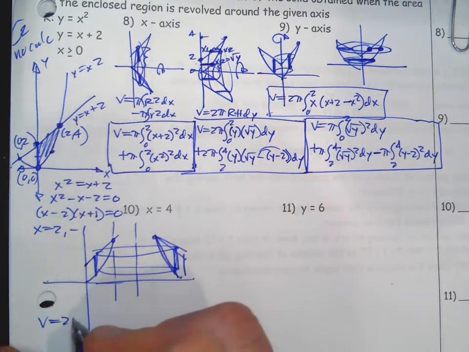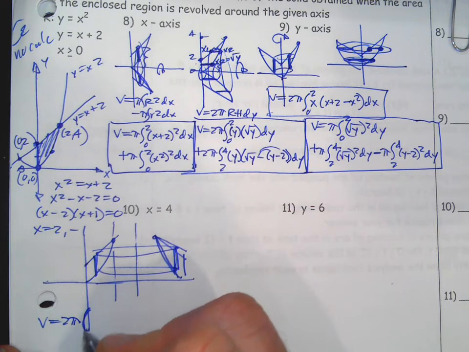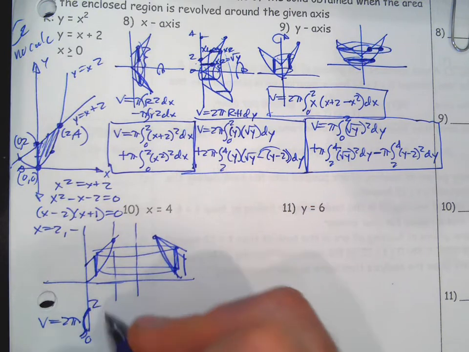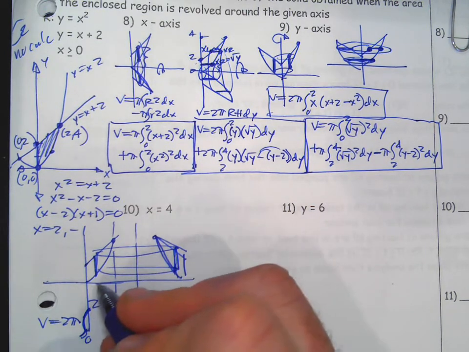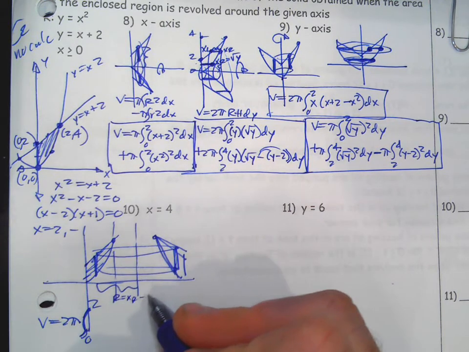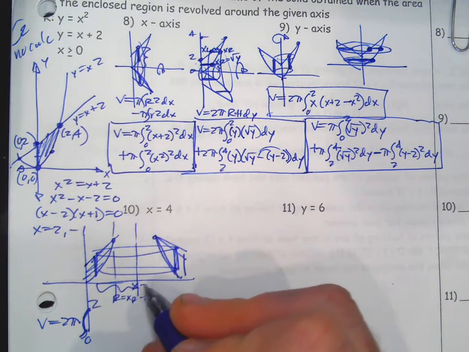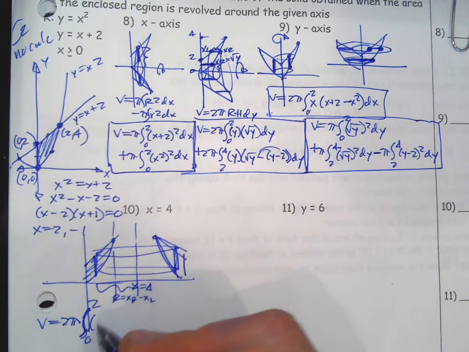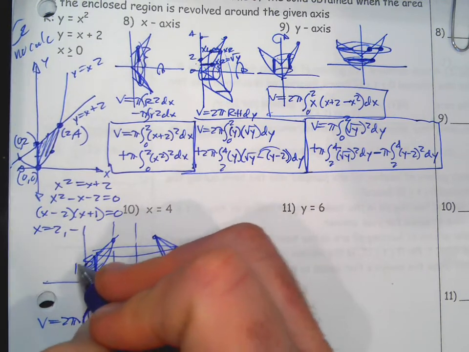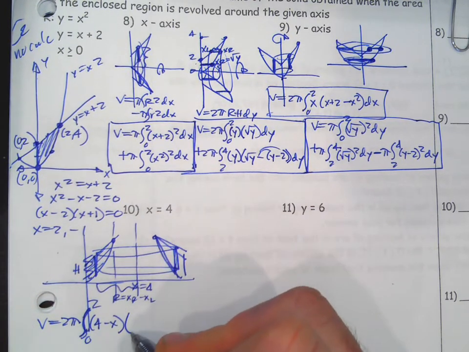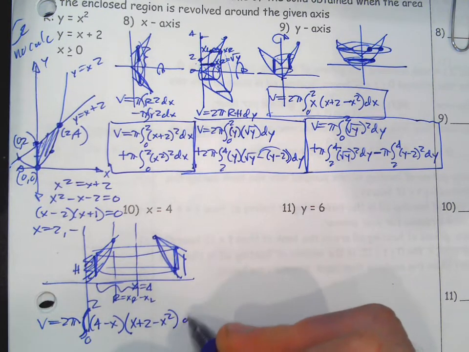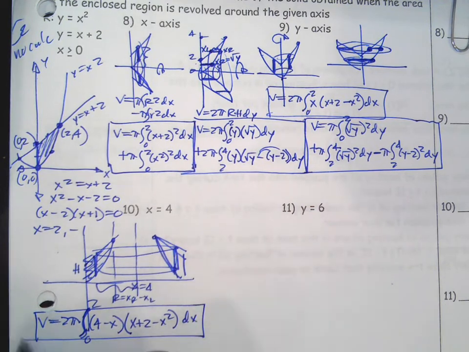So we're going to have 2 pi integral in the x direction, 0 to 2. The radius, always work off the original region. The radius is x right minus x left. And x right is 4, and x left is whatever x value we're at. So it's 4 minus x. The height is going to be y top minus y bottom in terms of x. So y top is x plus 2, y bottom is x squared, dx. So that's your shells.